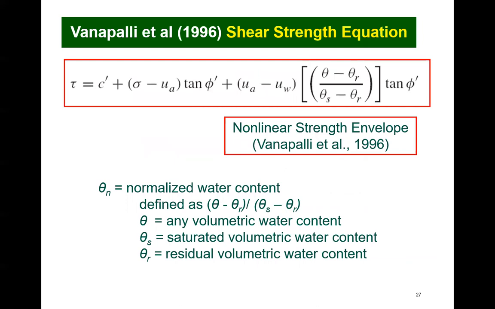Another empirical equation was published by Vanapalli et al. in 1996. In this equation, the shear strength is scaled according to the water content or the degree of saturation, starting at the saturation condition and ending at residual water content conditions. The reduction in the normalized water content is used to reduce the effective shear strength of the soil. The assumption is also made that there is no further change in shear strength once residual conditions are reached.